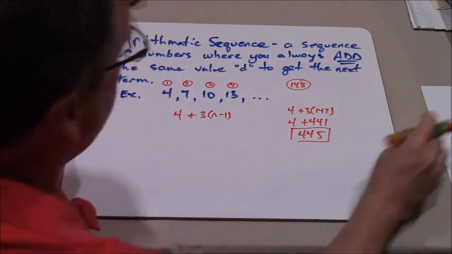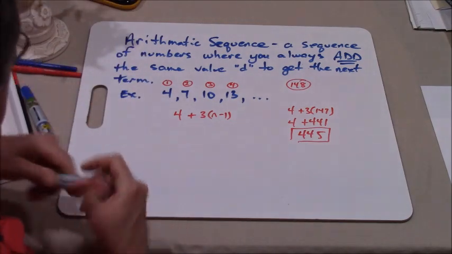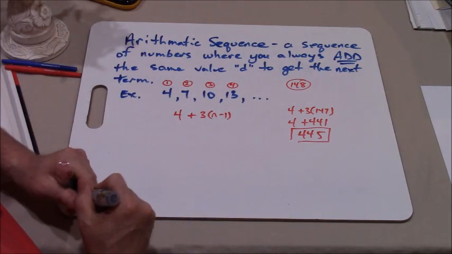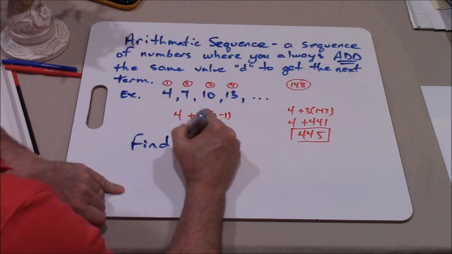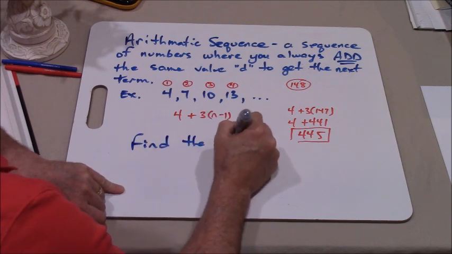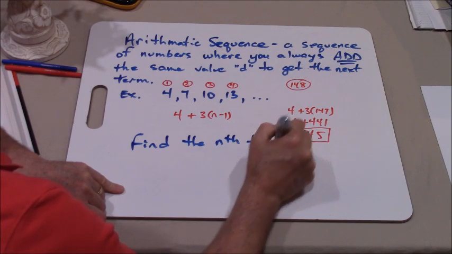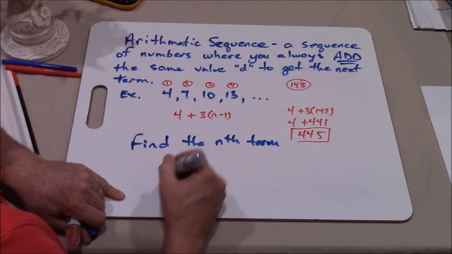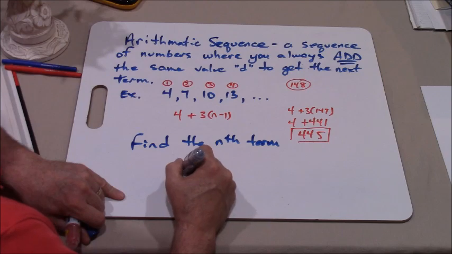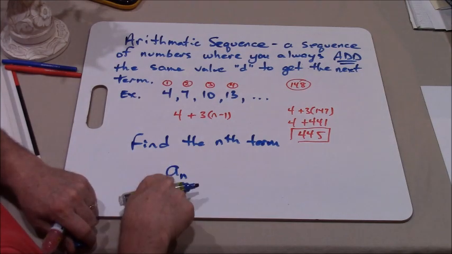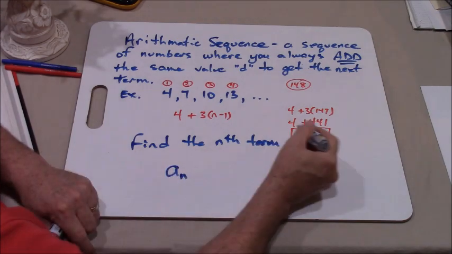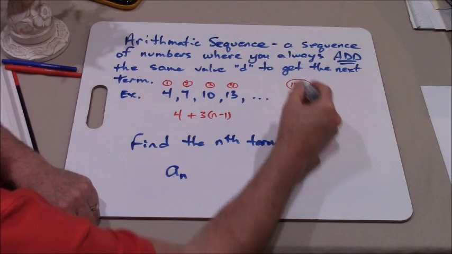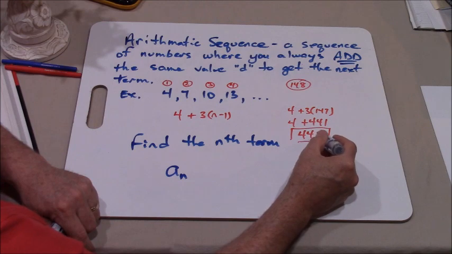So let's see if we can come up with a generic formula for this. If I ask you to find the nth term, then what we're really saying is we want a sub n. We use a because it's an arithmetic sequence. And here we'd say a sub 148 equals 445.